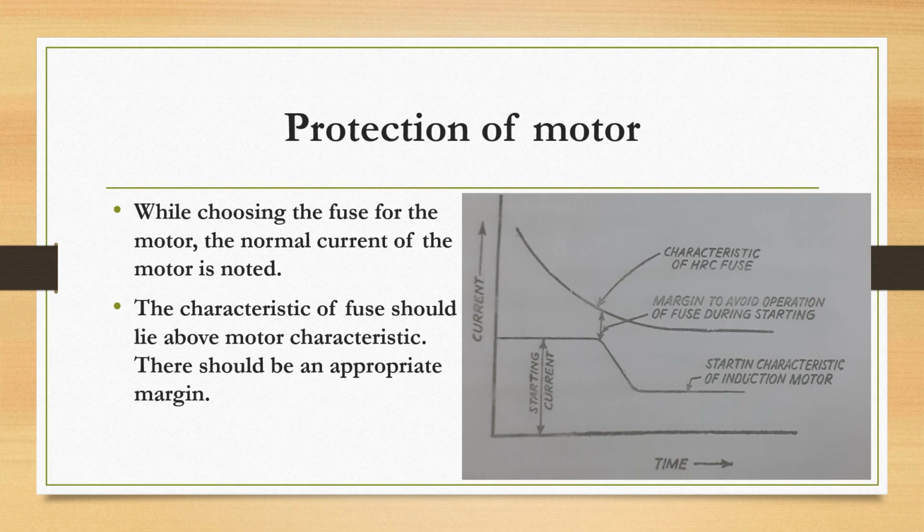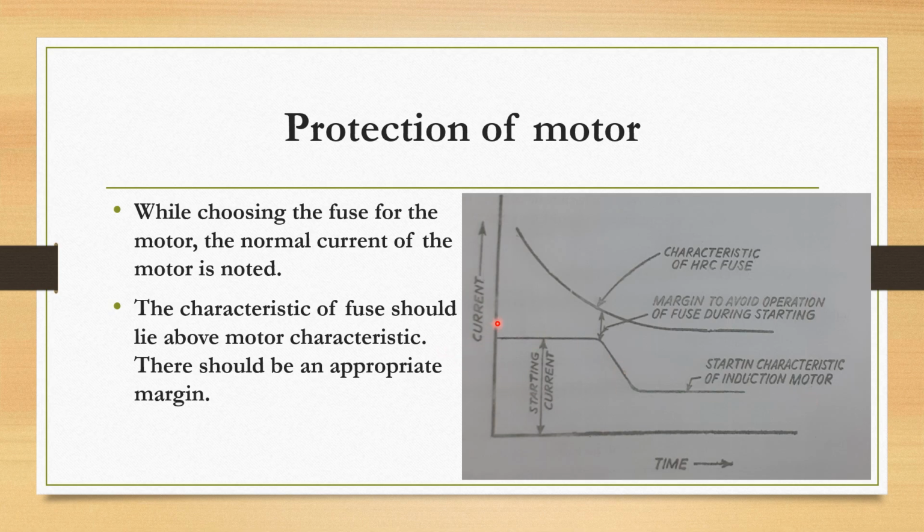As shown here, the characteristic of current versus time of a motor for the starting period is plotted on the same graph on which the characteristics of some fuses are plotted. Just see here, while choosing a fuse for the motor, the normal current of the motor is noted here, and this is the starting characteristic of the induction motor.